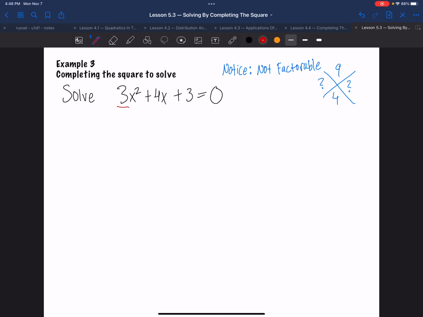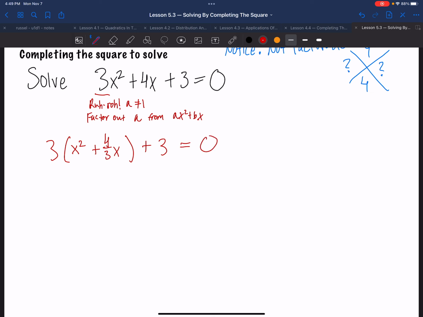So let's do that. Here comes the 3. And inside should be left x squared plus, 3 times what is 4x? Well, it should be 4/3 x. You see, because 3 times 4/3 is 4. And then that gives me the 4x. And here's plus 3. Oops. Plus 3. And then this equals 0. But nothing, actually. There is no but. Okay.